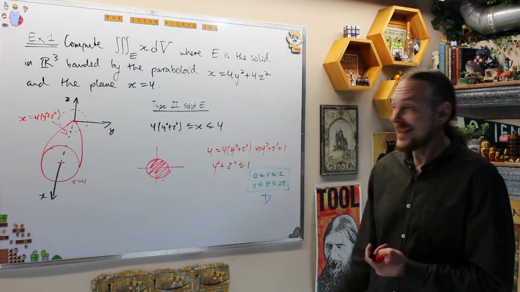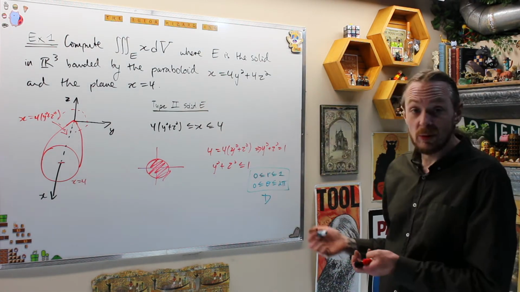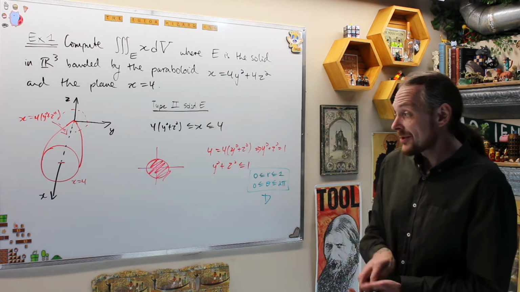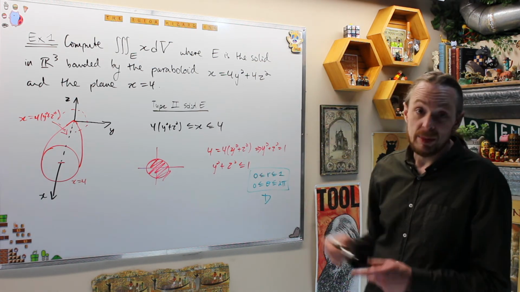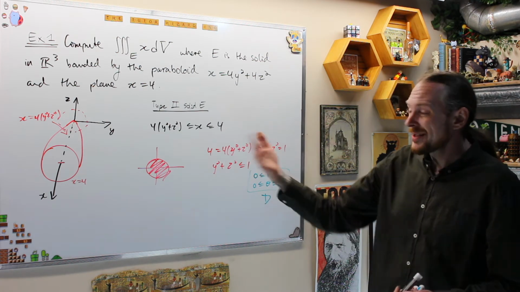I phrase it as polar. Now that I have type 2 solid E and polar region, I have my bounds. I can phrase this triple integral, and then we'll erase and compute. This picture is stage 1 and stage 2.